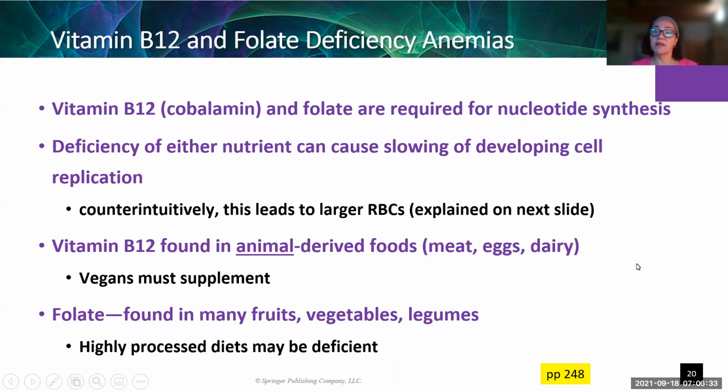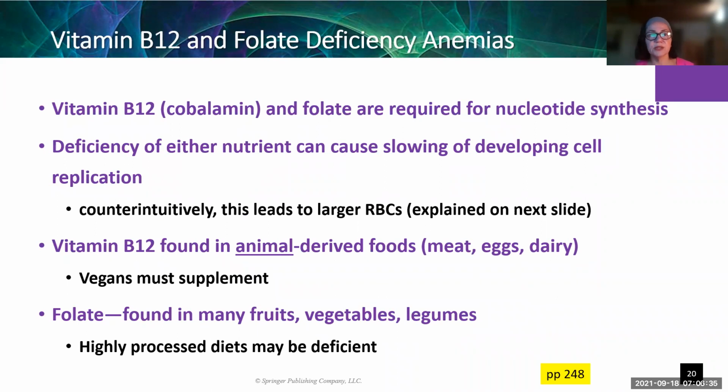All right, now a couple of other deficiencies that can also lead to anemias. They're both B vitamins, vitamin B12 and folate. Folate is B9. A way to remember that, everybody remembers folic acid for pregnancy, B9, 9 months. That's not why it's B9, but that's one way of holding on to that information. All right, so vitamin B12 is also known as cobalamin.